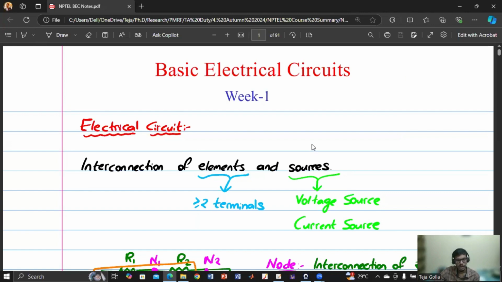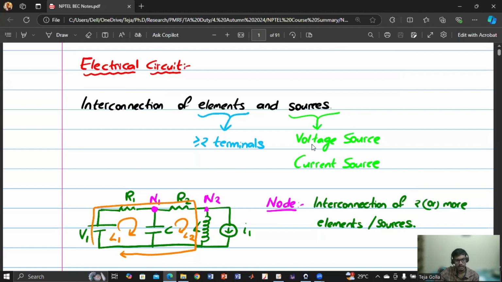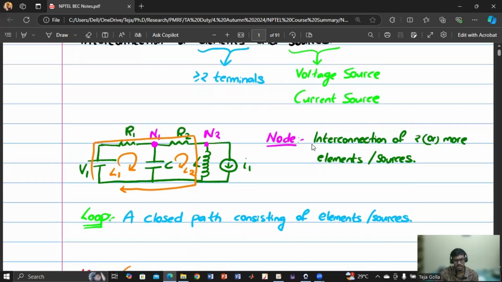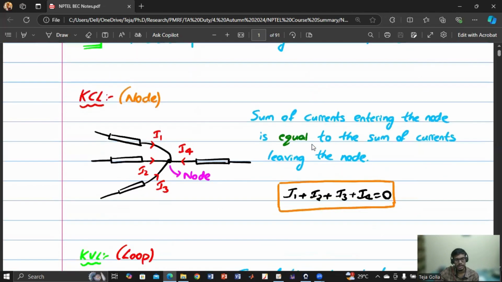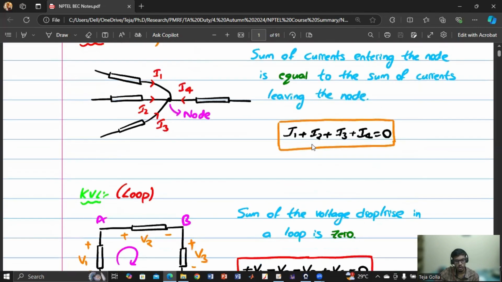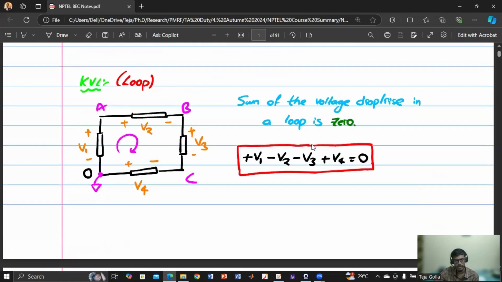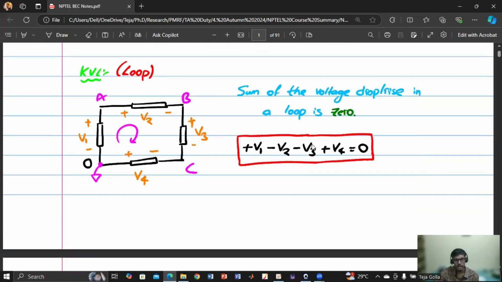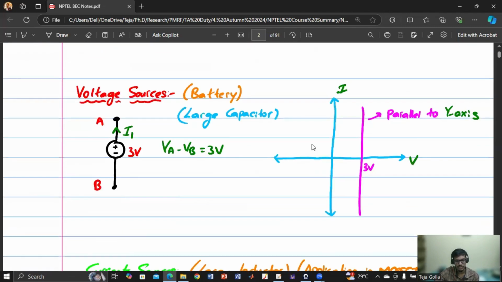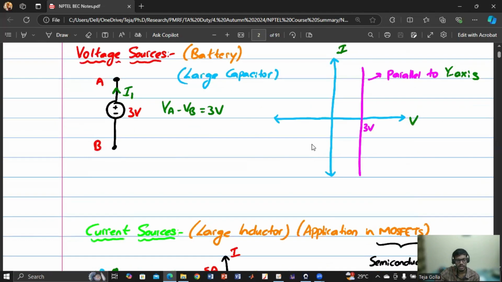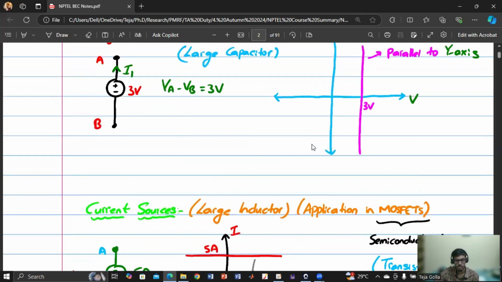In week one, we started with a basic introduction to electrical circuits, and we discussed terminology like network elements and network sources. We also discussed KCL, Kirchhoff's current law, which is applied at a node, and KVL, Kirchhoff's voltage law, which is applied in a loop. We discussed polarity and how we get the KVL and KCL equations, and then voltage sources, current sources, the ideal voltage source and the ideal current source.